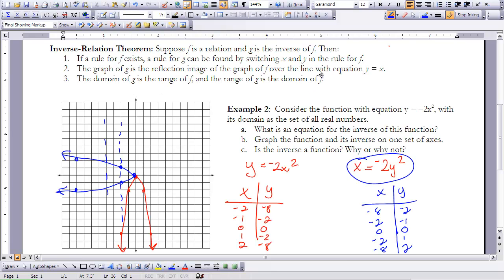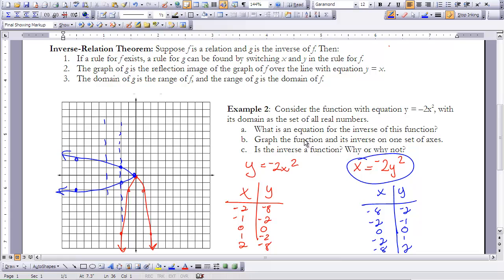In example 2, I'd like to look at the function with equation y equals -2x squared. And we're going to say the domain is the set of all real numbers. So what is an equation for the inverse of this function? If you go over here to our inverse relation theorem, it says that if a rule for f exists, a rule for g can be found by switching x and y in the rule for f. So here's our x and y, and I'm going to switch them. So now this is my inverse of the first one.